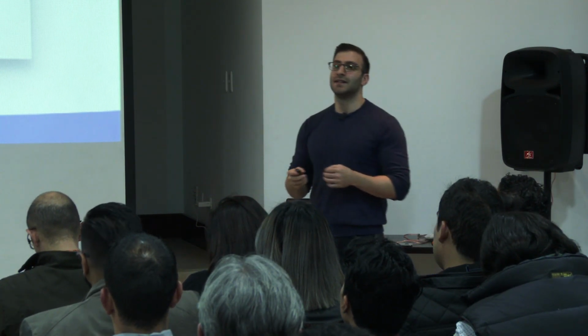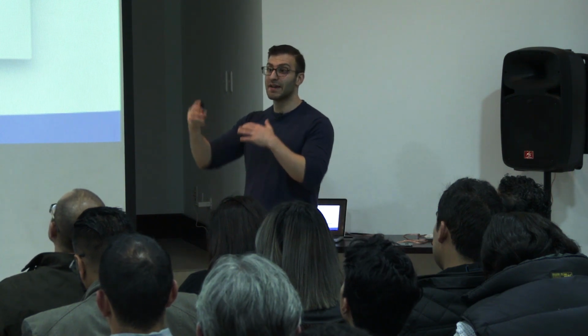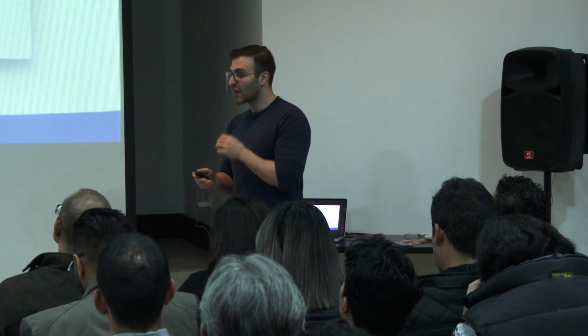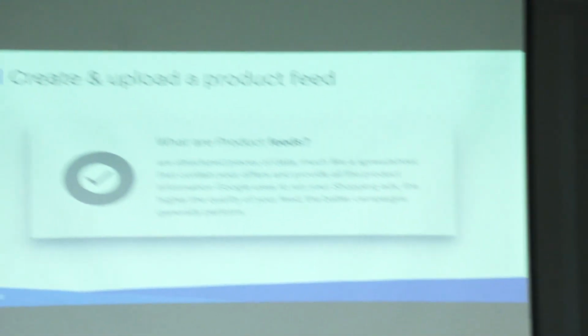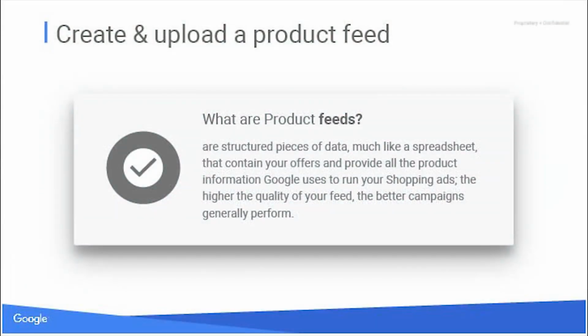So what is a products feed, right? Think of this as a big spreadsheet with as many rows as you have products. It has certain column headers which align to what shows in the ad format. I'm not going to bore you with this. If you're interested in knowing all the required attributes, just Google Shopping product specifications.